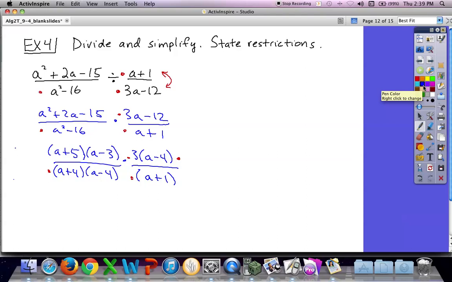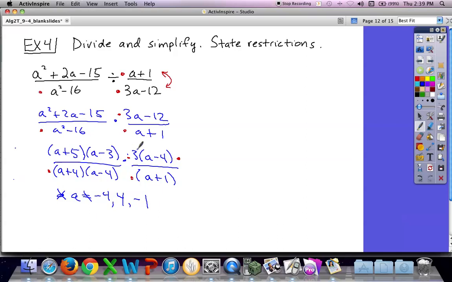Now that it's factored, we can say a does not equal negative 4, 4, negative 1. How about the a minus 4? Yeah, we already had that one, okay?